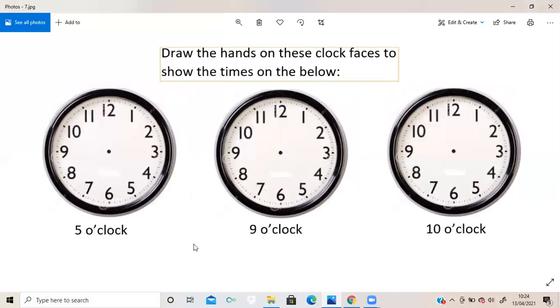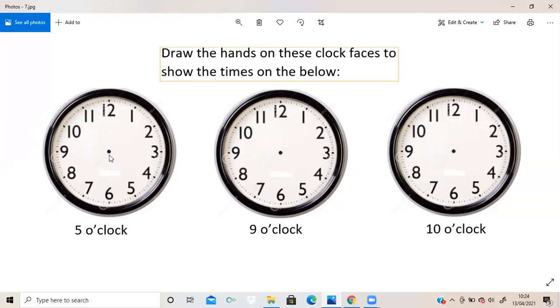Now, this time in this clock, there are no hands. So our job is to draw the hands, what time they write on the bottom of the clock. So draw the hands on these clock faces to show the times below. They give only the clock face without hands, and they also give the time, and our job is to draw the hands, like minute hand and hour hand.